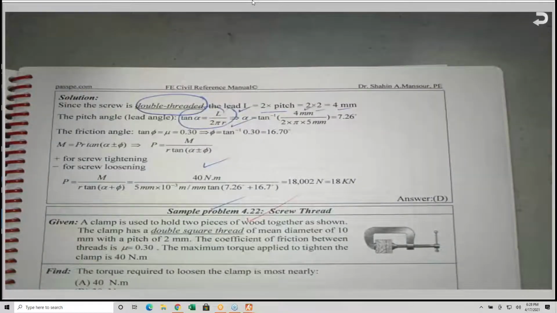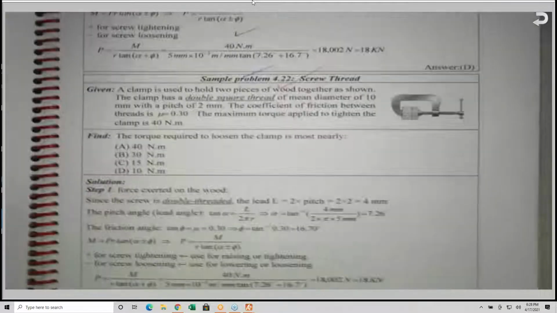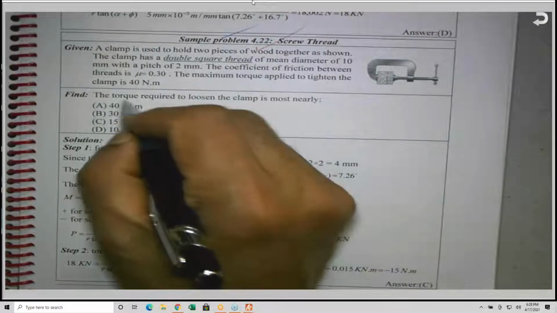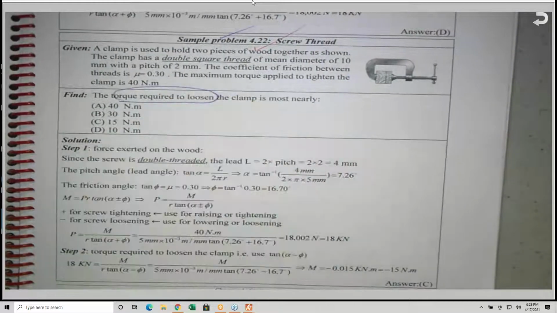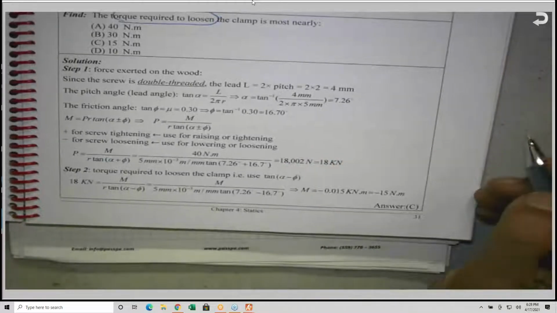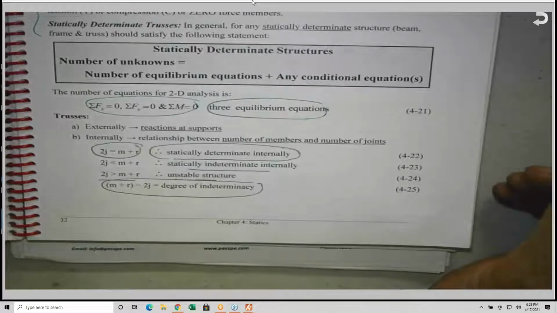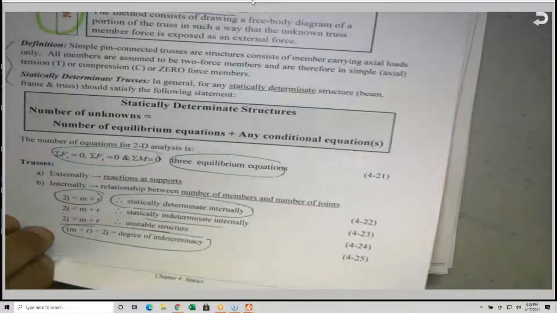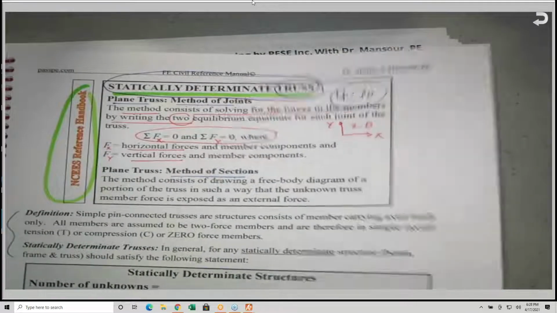I repeated the same problem, and in this case I am asking for what is the torque required to loosen. So I know this is a lengthy one, but look at it and let me know if you have any question. Trusses, we covered it in depth, if I remember correctly, last time.